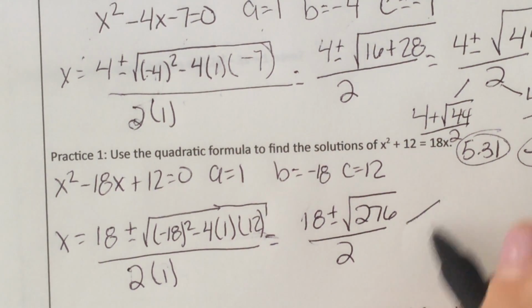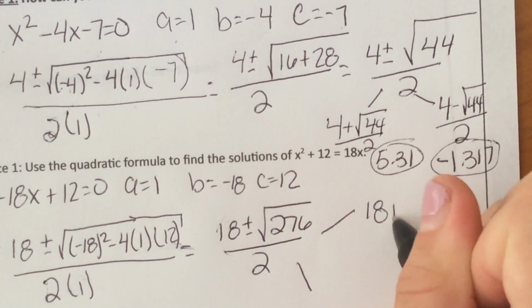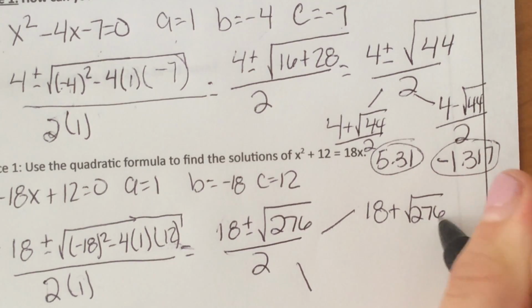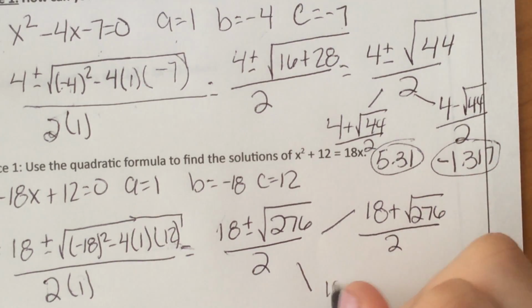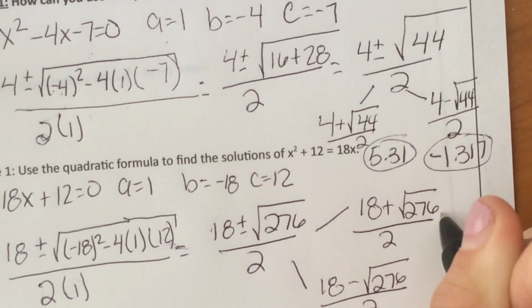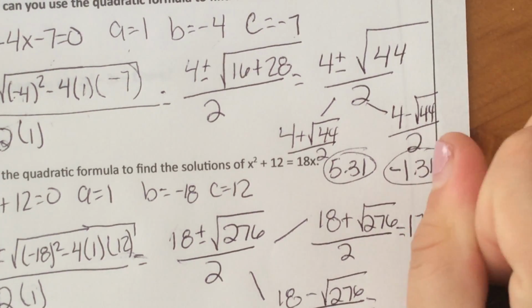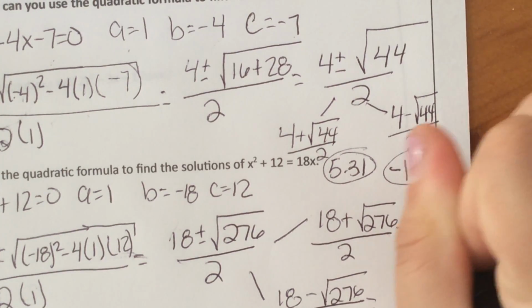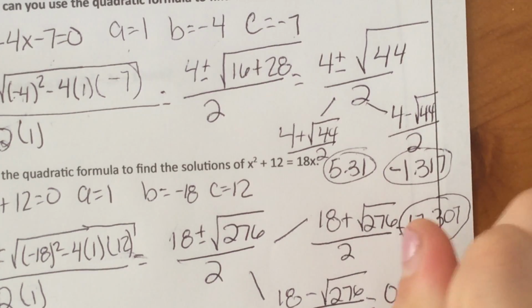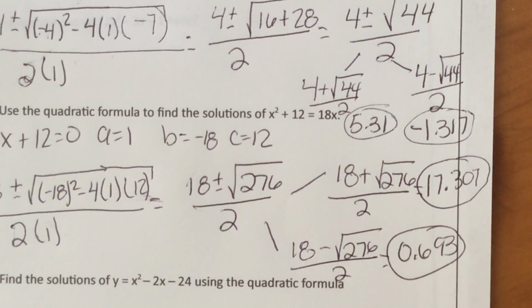And now it gets broken up into two equations. 18 plus the square root of 276 over 2, and 18 minus the square root of 276 over 2. Solve for both, you get 17.307 and 0.693. That's what you should have gotten for both of those.